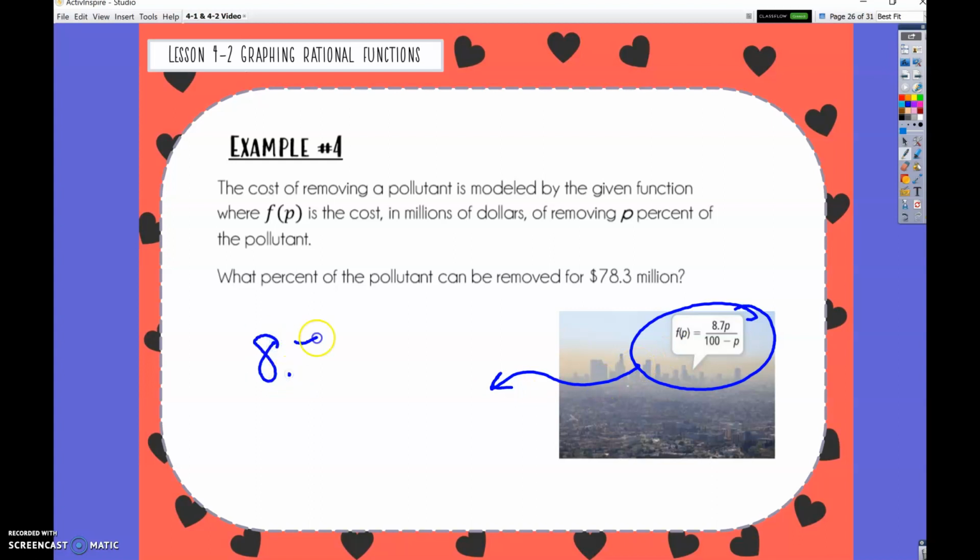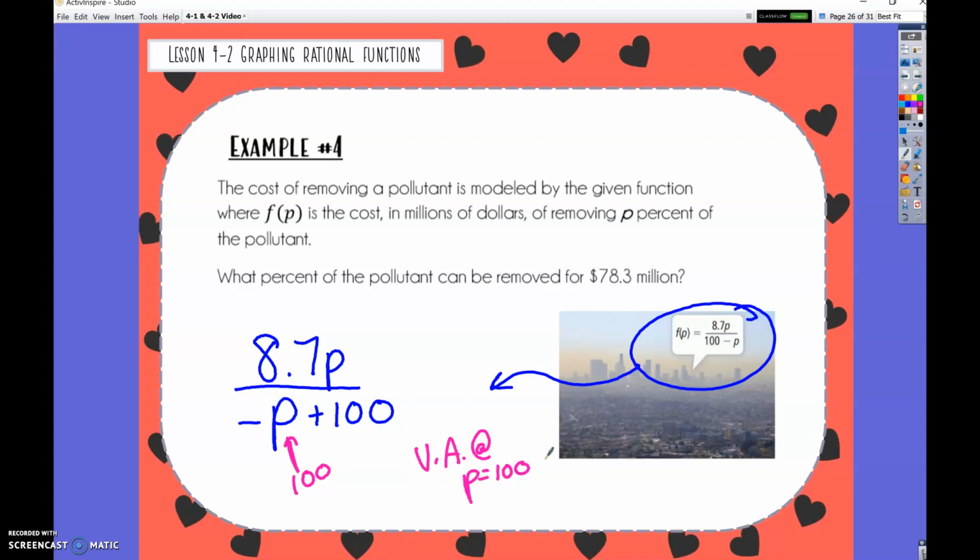The only thing you could be a little careful about is you might want to write it as -p plus 100. They did write it a little bit different, but always have your p's, or your highest power, first to make standard form there. And they want to know, what percent of the pollutant can be removed for 78.3 million. The first thing we want to notice is that if you put 100 in there, that would be a problem. So we're going to have a vertical asymptote at p equals 100 if we're thinking graphically. What that means is our percents must be between 0 and 100, which makes sense because you don't really go over 100%.